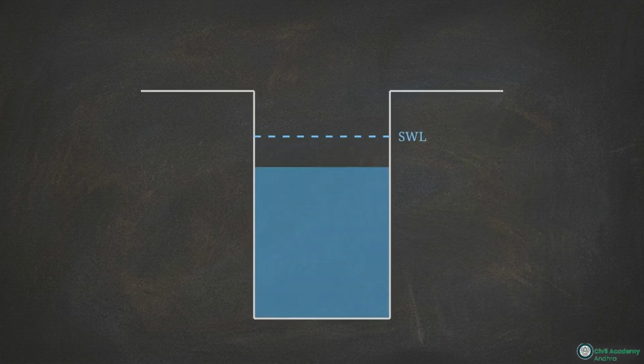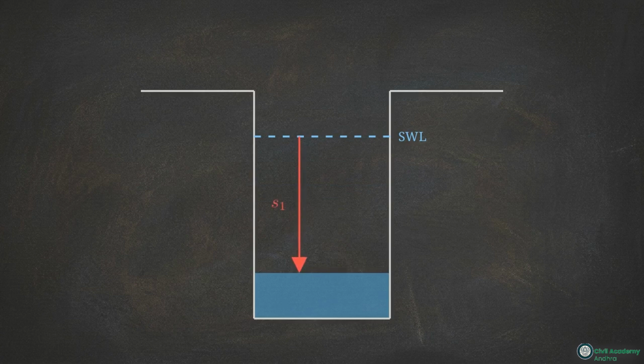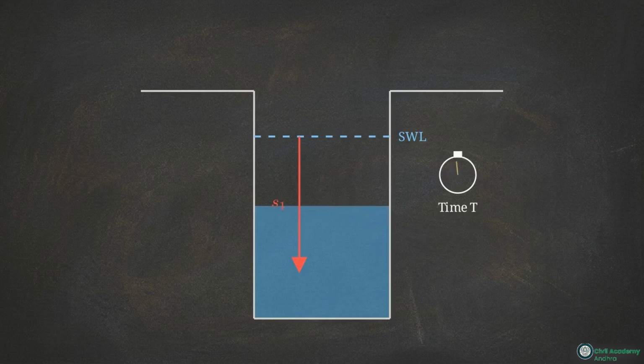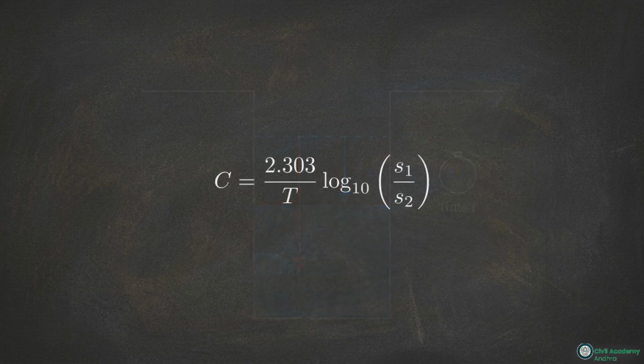First, you rapidly pump the water level down to an initial depression head, S1. Then, you stop pumping and let the water naturally seep back in, rising to a new level, S2, over a measured time period, T. We calculate the specific yield of the well using this equation.